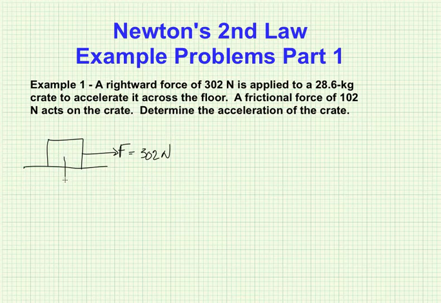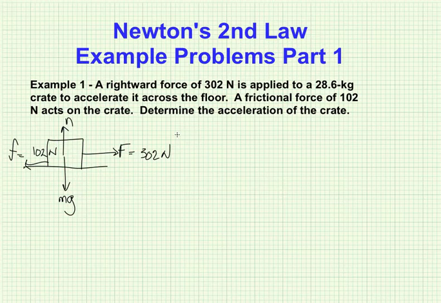So the crate has weight. That's going to be mg. And it's sitting on a surface, so there's going to be a normal. And it says a frictional force. Now, friction is going to oppose motion, so friction acts to the left, and that frictional force has a value of 102 newtons. And the question is, find the acceleration of the crate.